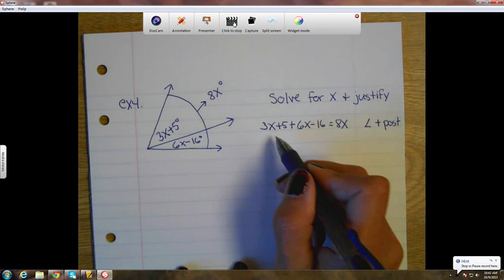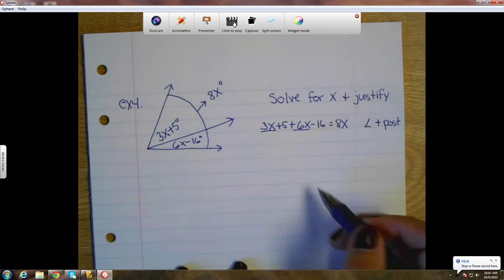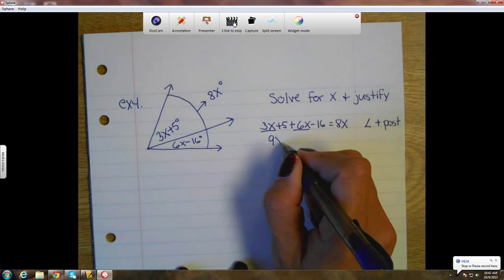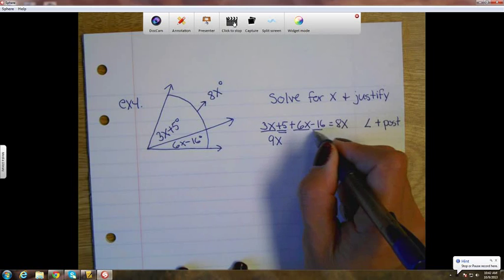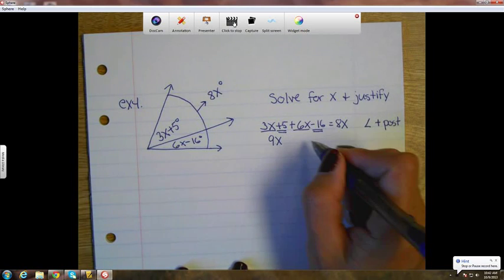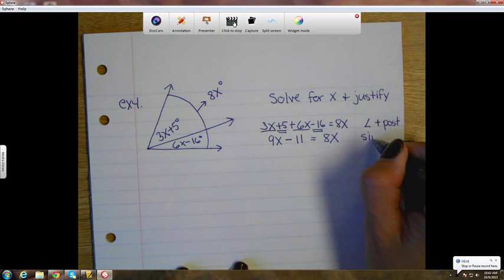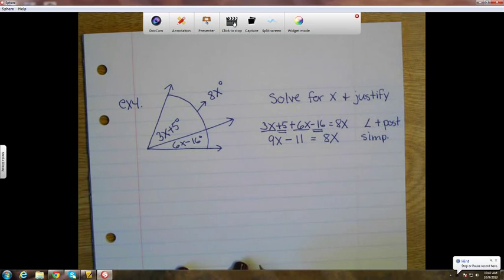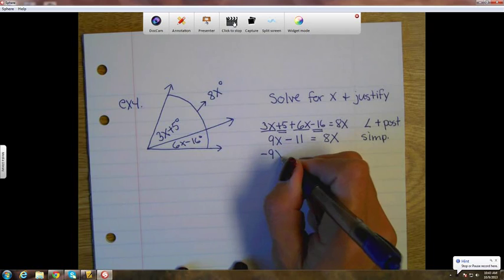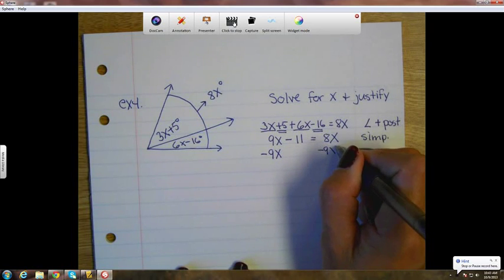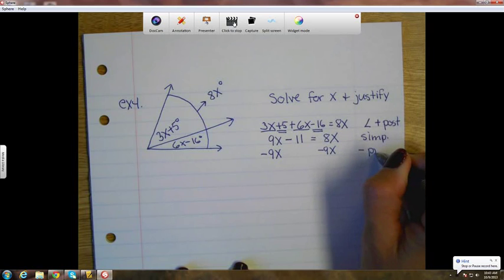Simplifying. The 3x and the 6x are going to find each other and make how many? 9x. We've got a plus 5 and a minus 16 that find each other and make a negative 11. On the 8x we haven't touched. That was simplified. What's coming next? I like subtracting the 9x to bring the x's over to their side. That's subtraction property.